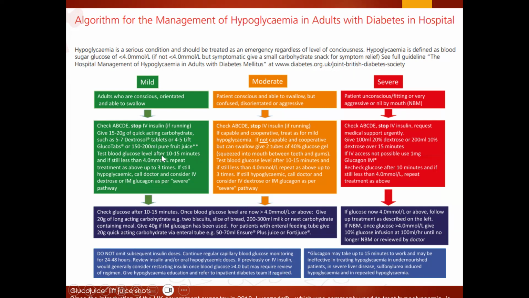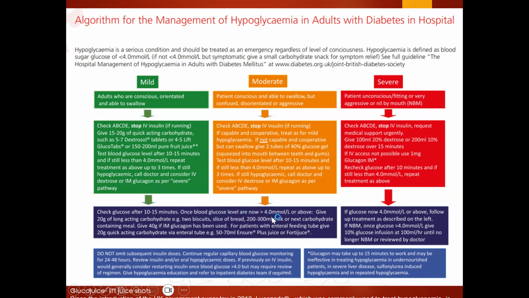Test blood glucose level after 10 to 15 minutes. If it is still less than 4 millimole, repeat treatment as above, and this can be done up to 3 times. If still hypoglycemic, call the doctor, consider IV dextrose or IM glucagon as per the severe pathway. Then, in this scenario as well, check blood glucose after 10 to 15 minutes.